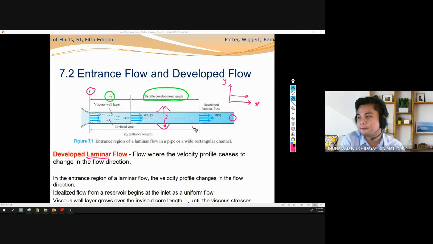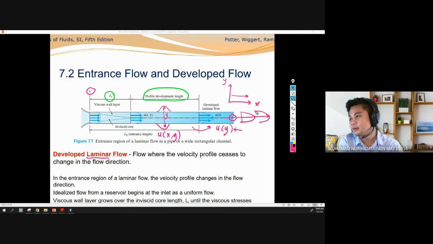After this entrance length, the velocity profile will not change in x. You can see here, u is a function of y only. This is u with the function of x and y. Is there any function of x here? It is only the function of y. So if there is change of x here, whatever flow, it is always the same. The velocity profile will be the same as this one, the same as this one, the same as this one. Because this velocity profile has no effect on the x direction. Okay, so far you guys understand what it means by the velocity profile when there is no change in x?